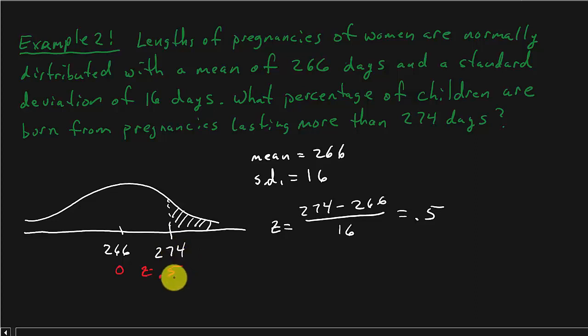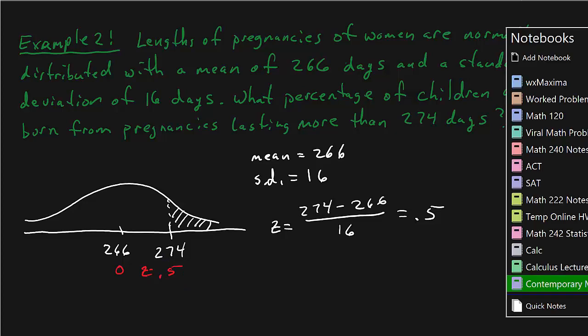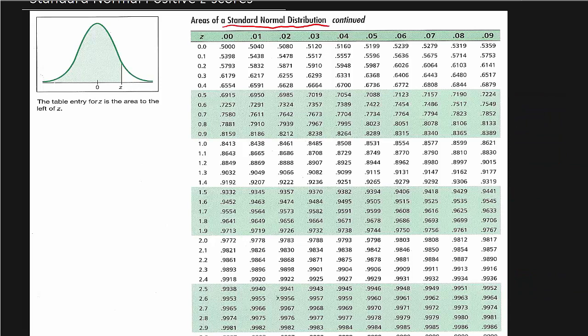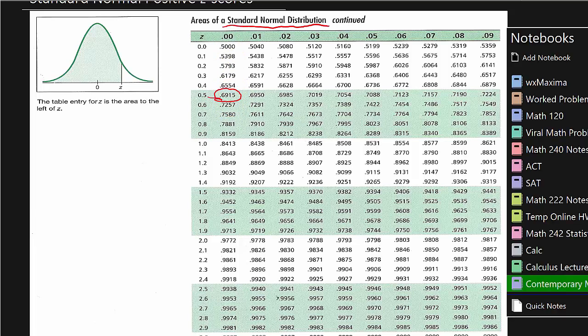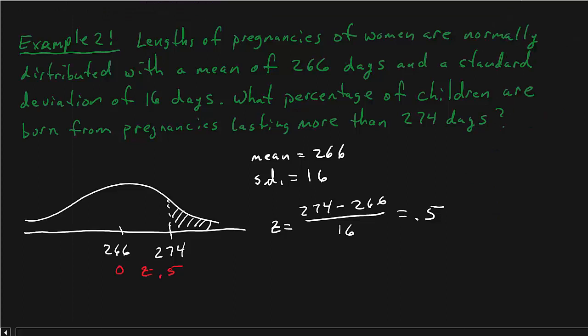We're going to look up 0.5. So let's go look it up. So we look up the 0.5, and we're looking up 0.50. Okay, first column, 0.6915. But remember that 0.6915, that's the area to the left. Remember, the area the table gives you is the area to the left. And we need the area to the right. So we've got to do 1 minus that.